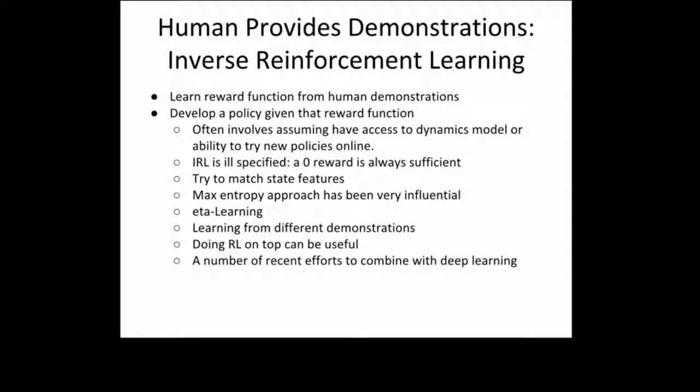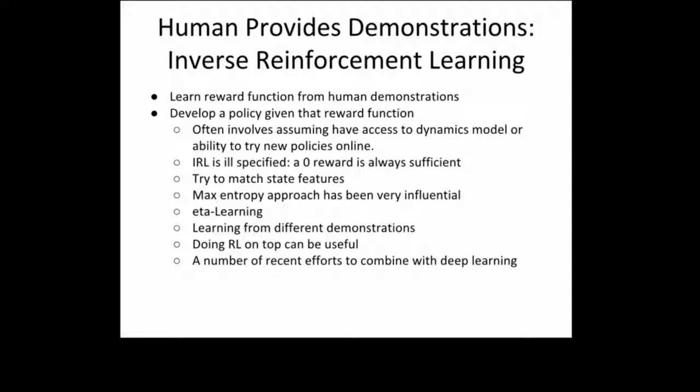Now, inverse reinforcement learning is fundamentally ill-specified. If you're trying to figure out what reward makes a policy optimal, setting everything to 0 is always sufficient because any policy is optimal if you never get any reward. So there's been a lot of work to think about how we should try to break ties in these scenarios and what sort of prior information we should use to shape what rewards we learn from demonstrations.